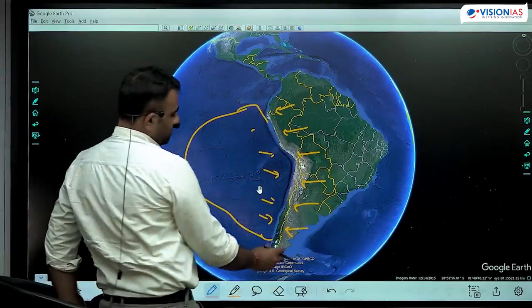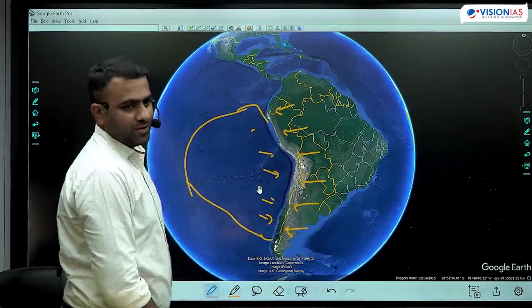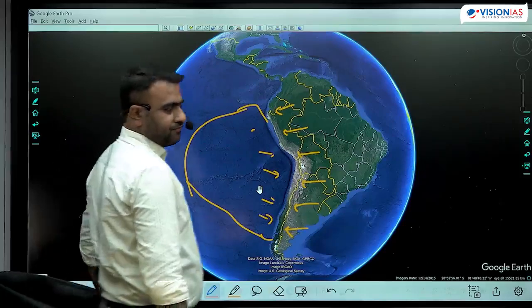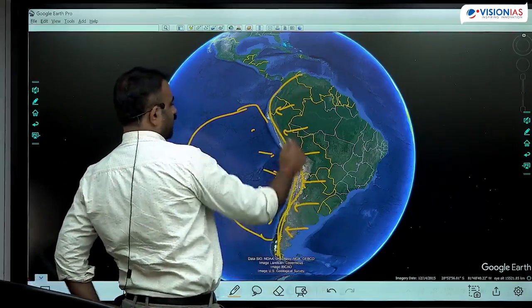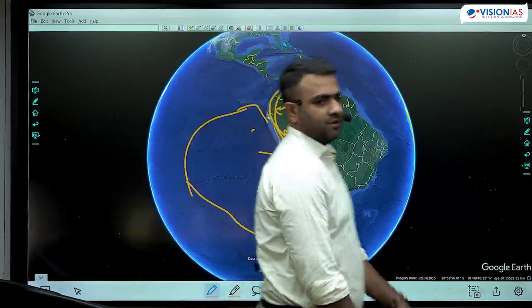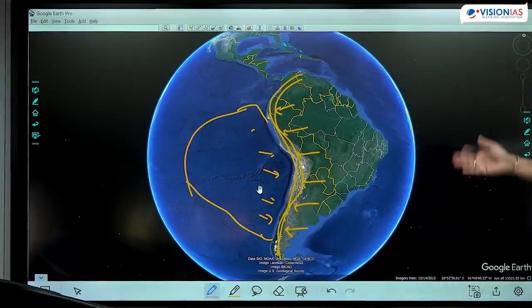The entire edge of this South American continent has got folded. That has resulted in the formation of the Andes mountains, from the southernmost to the northernmost point. The longest mountain chain in the entire world on a continent. Much, much longer than the Himalayas.